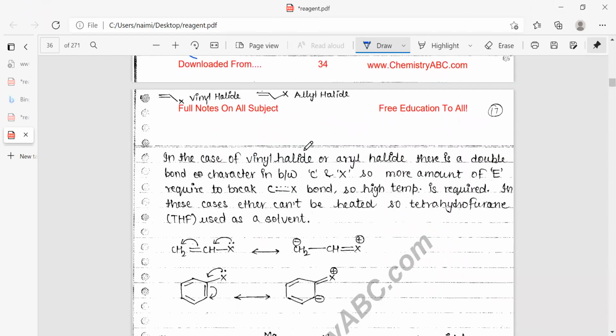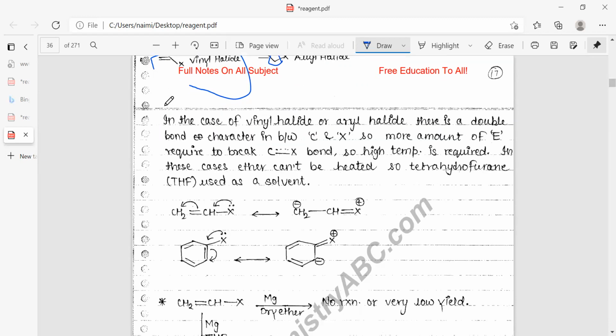Okay, so you will also see these vinyl halides. Vinyl means C=C and X will be any halogen. So it is the vinyl moiety and this is the allyl halide. Okay, so allyl means CH2. This is the CH2 and there is no other carbon. So the double bond is separated by the CH2, but in the case of vinyl halide, there is a double bond.